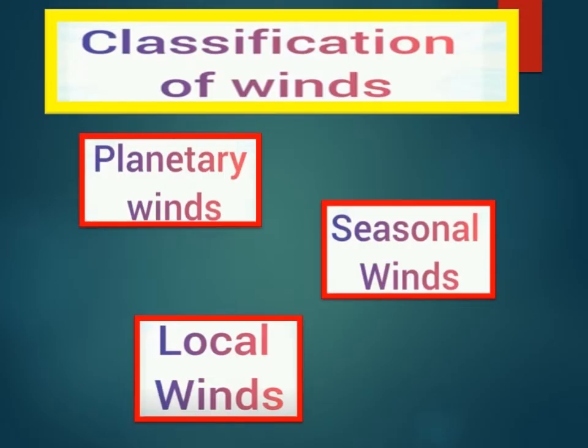Now we can classify winds into three types. Which are the three types? We have the planetary winds, then we have seasonal winds and local winds. So there are three types of winds: planetary winds, seasonal winds and local winds.